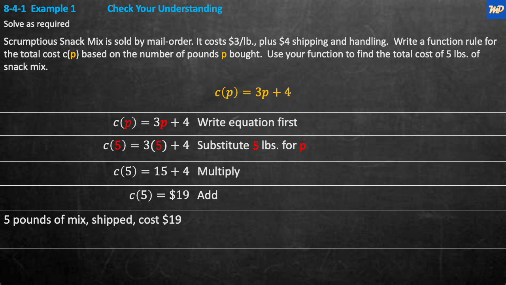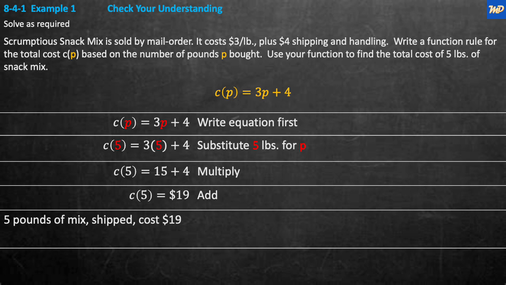Okay, example 1, check your understanding. We're going to solve this. It's another real-world problem. Scrumptious snack mix is sold by mail order. It costs $3 a pound plus $4 shipping and handling. Write a function rule for the total cost C of P, the cost based on the number of pounds P bought. Use your function to find the total cost of 5 pounds of snack mix.